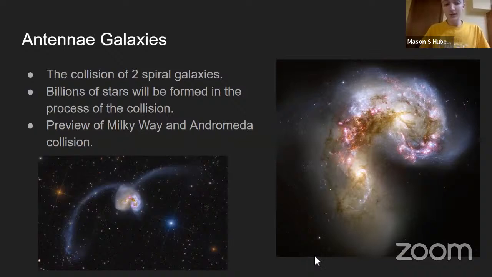Basically, the process of collision is causing billions and billions of stars to be formed, just from the interactions between the two galaxies. And that's seen with these red highlights on the right image. All right, you want to hit the next slide?